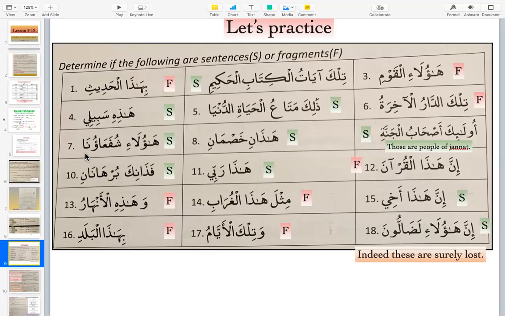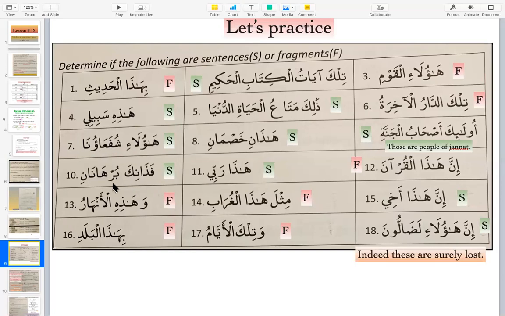Now haulai shufa'auna. So haulai means those. And after haulai, I don't have al, so that means this is a sentence. So haulai, those are shufa'auna. Shufa'auna, these are two words. Okay, shufa'a means intercessors, like the one who can intercede. What does that mean? For example, if someone is in trouble and maybe some authority says, it's okay, let it go. Okay, so that authority is the intercessor for that person. So now shufa'auna, our shufa'a, our intercessors. So those are our intercessors. So this is our sentence.